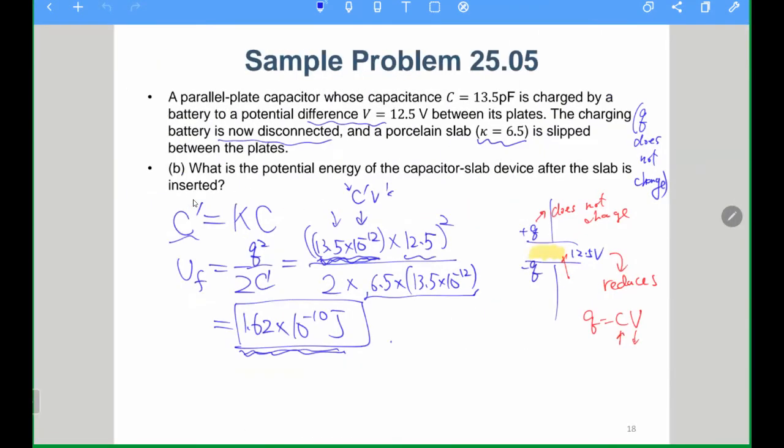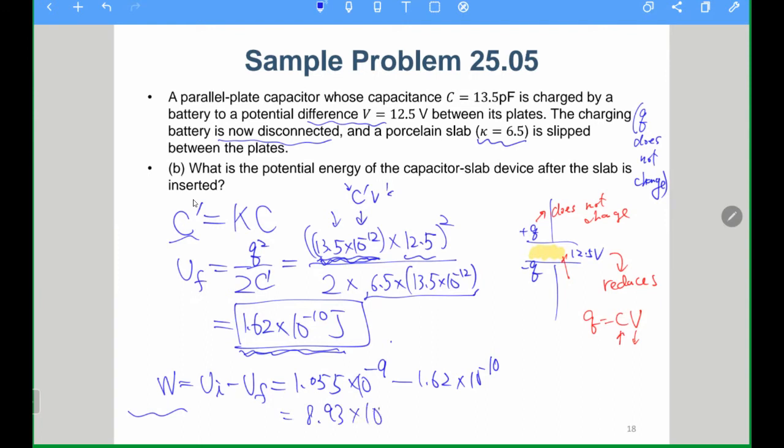So yeah, it means that W equals UI minus UF equals 1.005. Of course, this is not asked by the question, but we just try to calculate this thing. So this is the origin of 10 to the negative 9 minus 1.62 times 10 to the minus 10. So this is 8.93 times 10 to the minus 10 joule. Okay, so just as what I've mentioned, for the original case, this is plus Q.